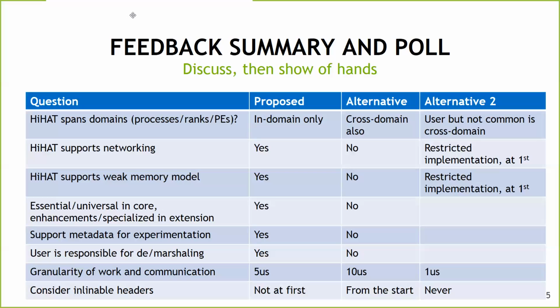Any other questions? Yeah, now I'm going to move towards the vote. So, any questions from the bridge? Comments? Okay, so essentially the direction, just to review, that we're headed for is that we want to have HiHAT cover only what's within the domain, and not try to also mimic what you're doing with MPI or something else in addition.